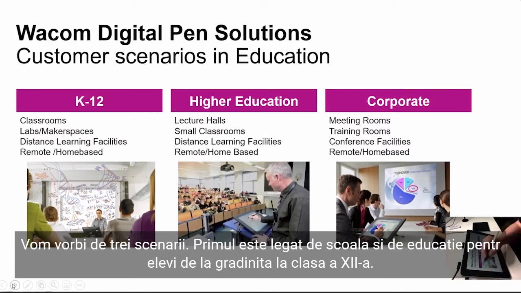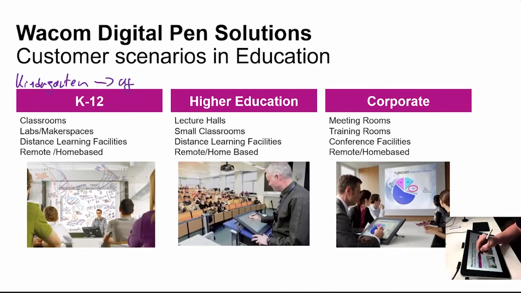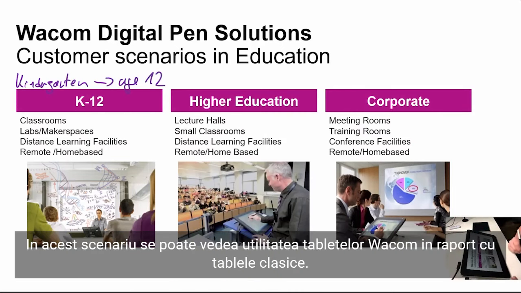K-12. K-12 means from kindergarten to the age of 12, which is basically primary school, secondary and primary school, 6 to 12, or maybe 4 to 12 years. And here you can put a WACOM tablet at least at the teacher's desk in every classroom.